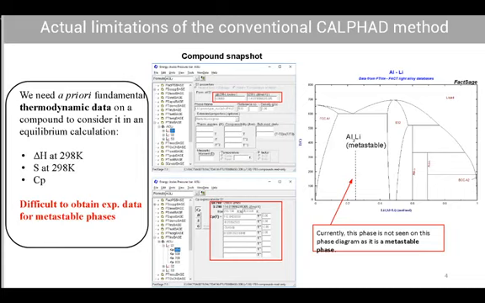In the two figures in the middle of the slide, we find the compound snapshots of aluminium-3 lithium. We see, indicated in the red rectangle in the first figure, inaccurate values of delta H and S. This is due to the lack of experimental data. In the figure below, the red square highlights the value of the heat capacity obtained with the Kopp-Neumann law. Furthermore, we see in the figure in the right side of the slide that the lack of experimental data yields a phase diagram where the metastable phase is not seen originally.